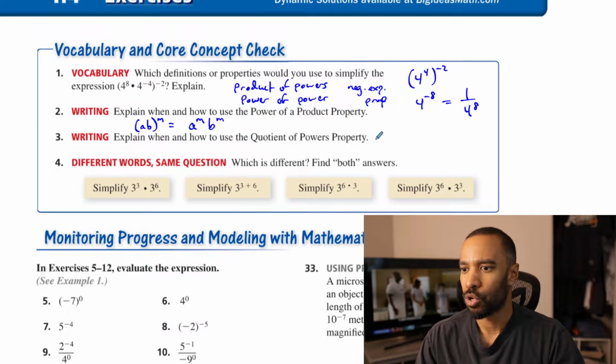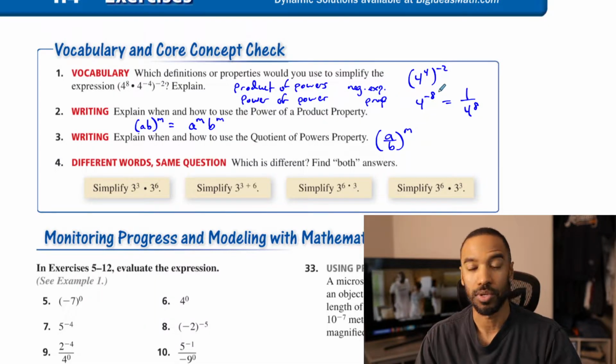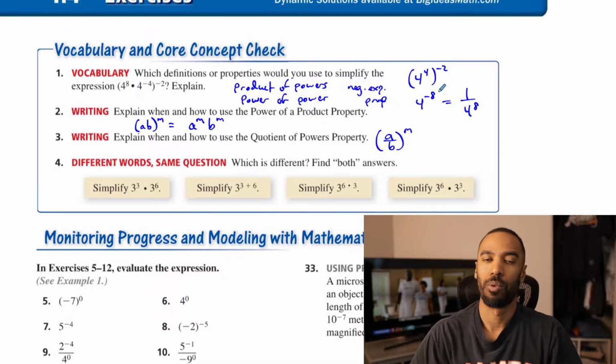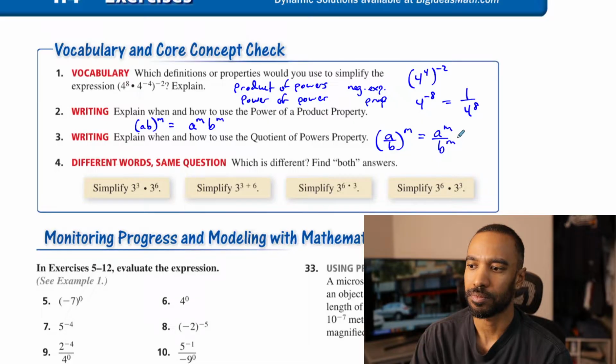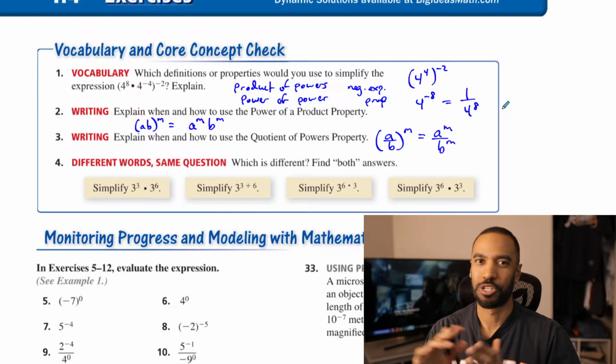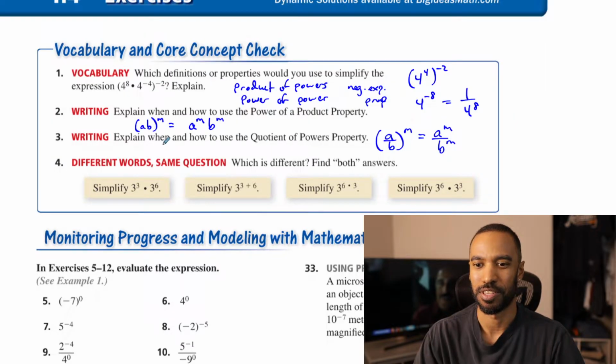When and how to use the quotient of powers property. In this particular case, when you have a quantified quotient raised to the same power there, and then the numerator and the denominator each get applied. You have to make sure that your b is not 0, but of course it couldn't have been 0 to begin with, so there's that.